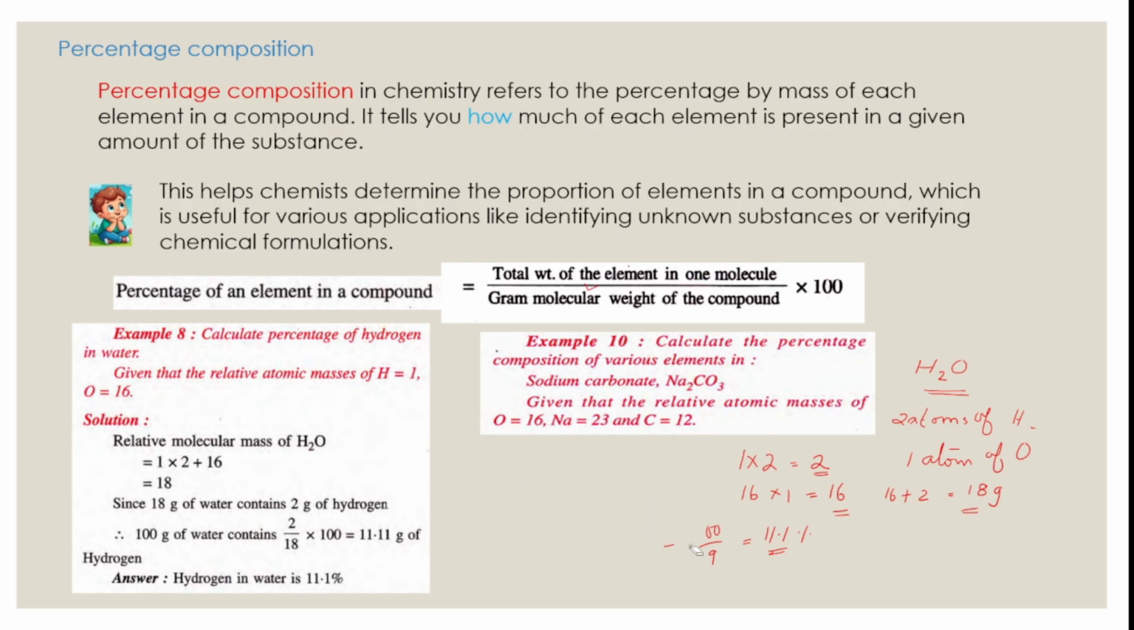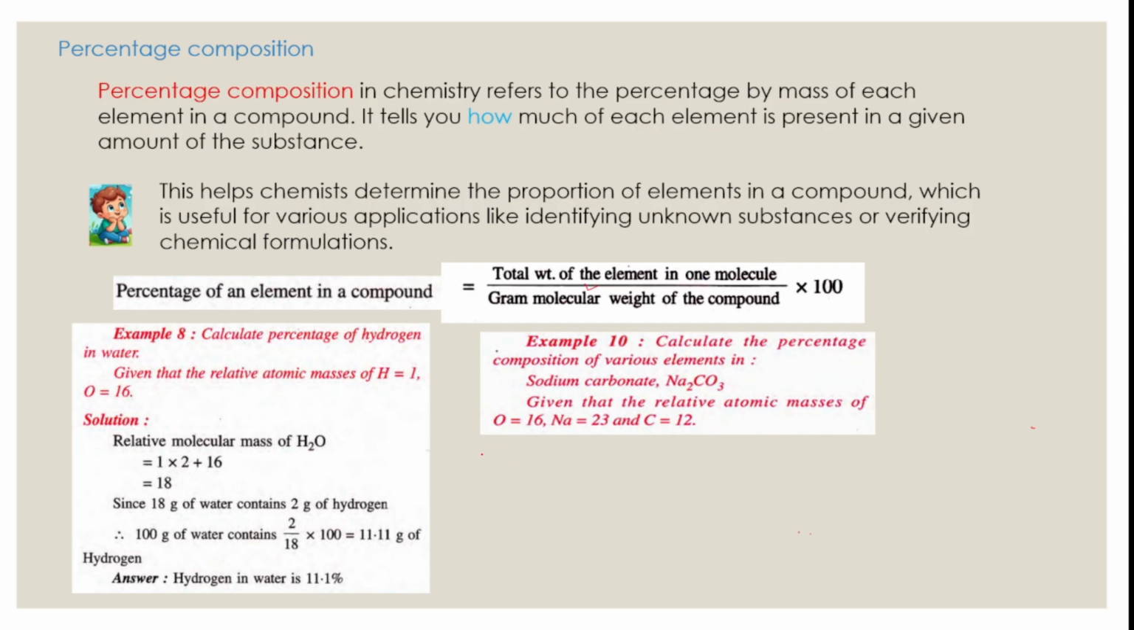We have to find out the percentage composition of the various elements in the compound given, sodium carbonate. Sodium carbonate is a compound formed of 2 sodium atoms, 1 carbon atom and 3 oxygen atoms, isn't it? And they have given the relative atomic masses of each of the elements. We have to find out the relative molecular mass of the whole compound. How can we find it out?